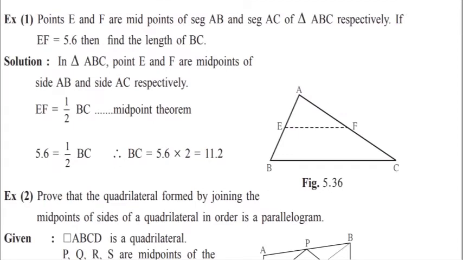Now coming to the solved examples. Example 1. Points E and F are midpoints of segment AB and segment AC of triangle ABC respectively. If EF is equal to 5.6, then find the length of BC. In triangle ABC, points E and F are midpoints of sides AB and AC respectively. We can apply the midpoint theorem.